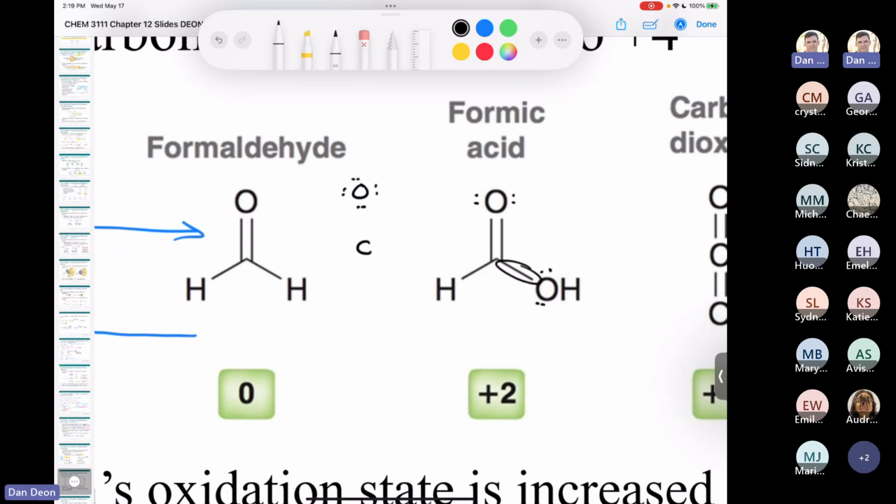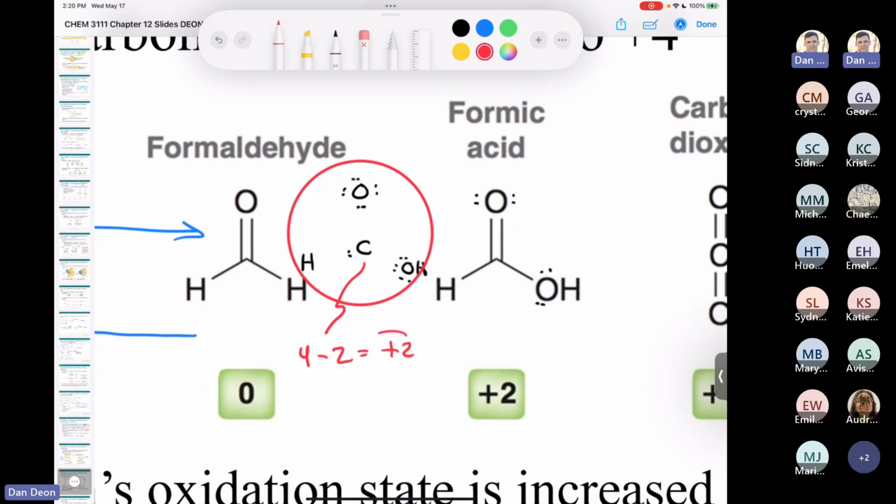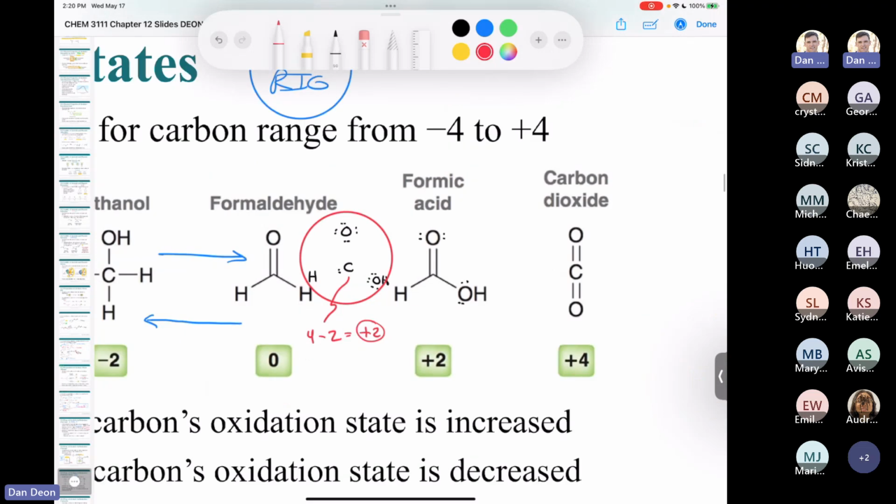Now we have this bond here between carbon and oxygen. We just said that oxygen is more electronegative, so it's going to take the 2 electrons. If I look at the bond between carbon and hydrogen, carbon is more electronegative. So carbon takes 2 electrons, and the hydrogen has no electrons. Okay, I'm working with limited space. So now when I calculate the oxidation state, I say 4 valence electrons for carbon, subtract 2, and that gives me +2. And there you have it, my friends. That's how you calculate oxidation state.